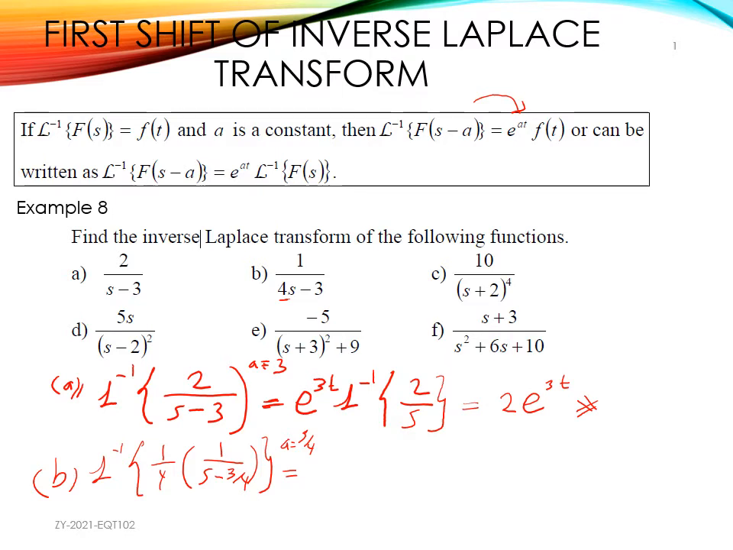So a is now equal to 3 over 4. What we obtain, 1 over 4, we can take out outside the Laplace inverse. Then e^(3/4 t), and then the Laplace inverse of 1 over s, because we already took out the a here. So 1 over s will just be 1. So the final answer is 1 over 4 e^(3/4 t). Okay, how about c?